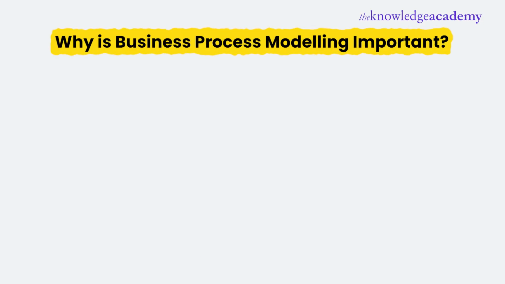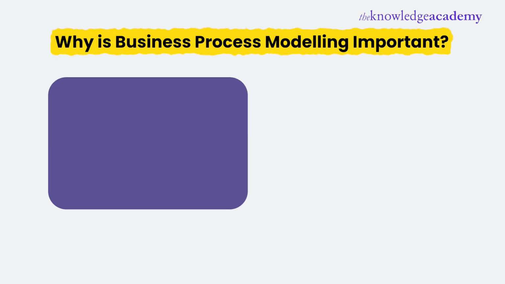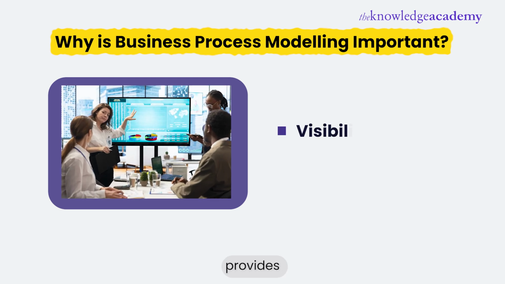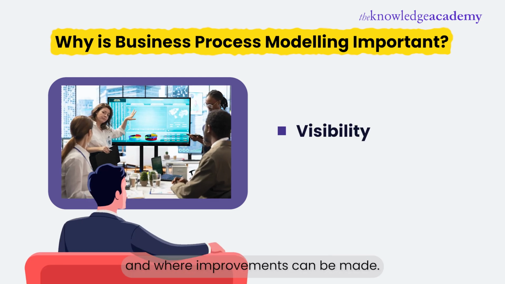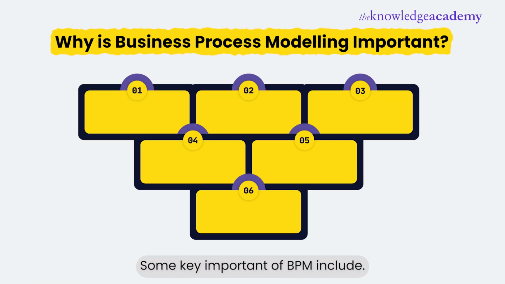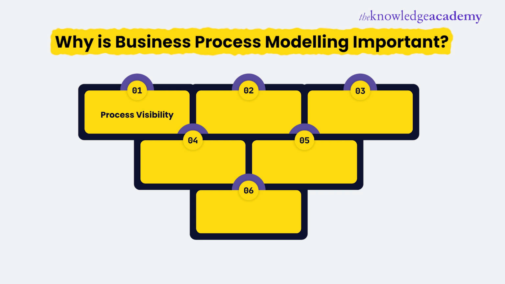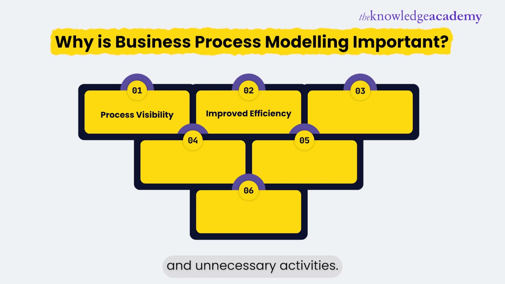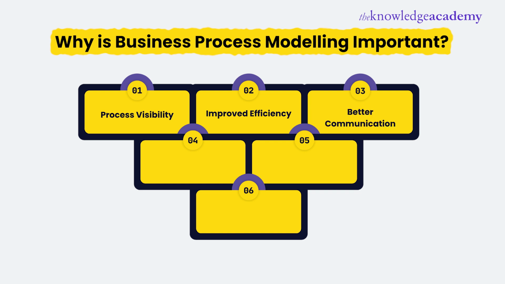Why is business process modeling important? Business process modeling provides visibility into how work is performed and where improvements can be made. Some key importance of BPM include: Process visibility helps organizations understand how work flows across teams and departments. Improved efficiency identifies bottlenecks, delays, and unnecessary activities. Better communication creates a shared understanding of processes among stakeholders.